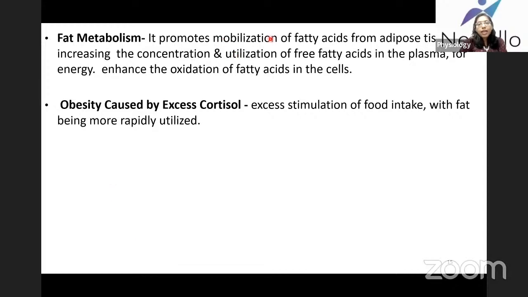It also promotes the mobilization of fatty acids from the adipose tissue, increases the concentration and utilization of free fatty acids in the plasma for energy, and enhances the oxidation of fatty acids in the cell. It also causes obesity. It causes a truncal or mid portion obesity, which is caused by excess cortisol because of excess stimulation of food intake, with fat being more rapidly utilized. So this is the effect of cortisol on the metabolism of carbohydrates, fats, and proteins.